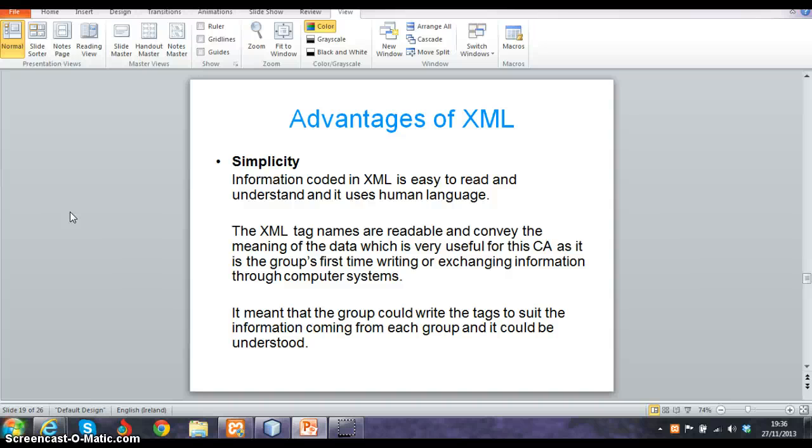It was very good because it's the group's first time writing or exchanging information through computer systems, and it just means that it's easily understood as it's actually written in human language, not computer.